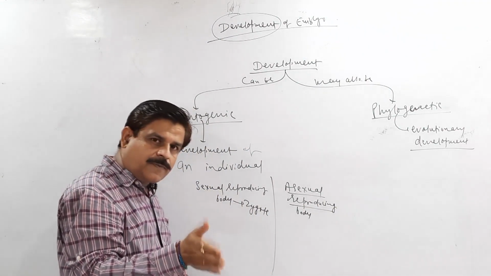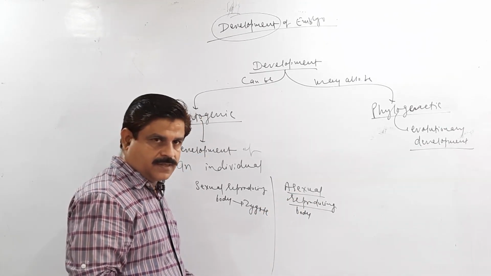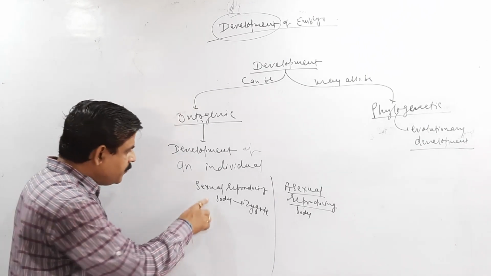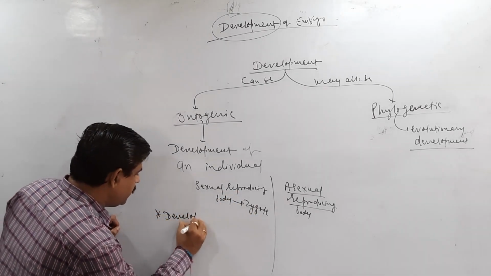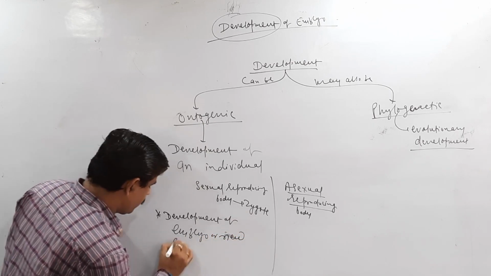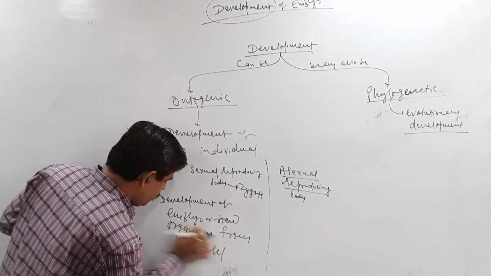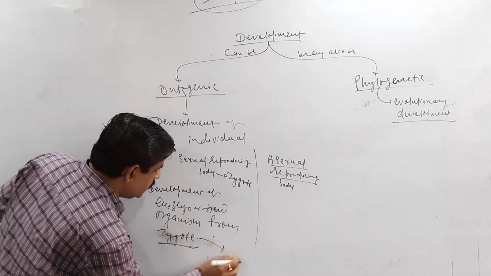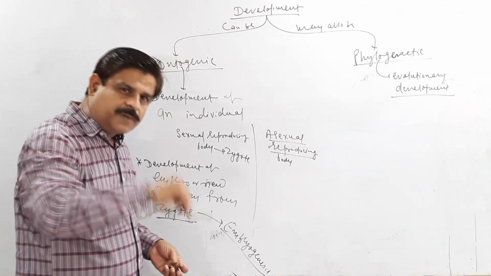If the development of an individual is from asexual reproducing body, then this is called blastogenesis. This is not our topic. Our topic is development of embryo, or individual, from sexual reproducing body, that is zygote. Development of embryo or new organism from zygote is called embryogenesis, or the study of embryogenesis is the embryology.